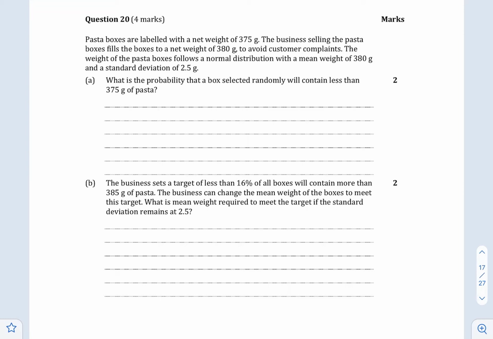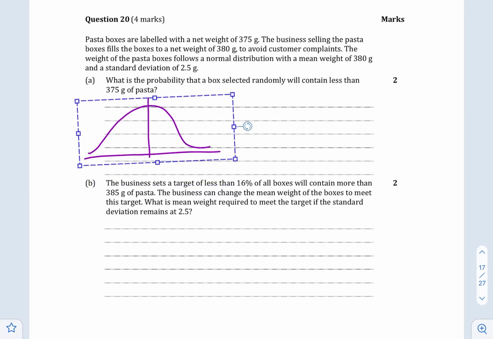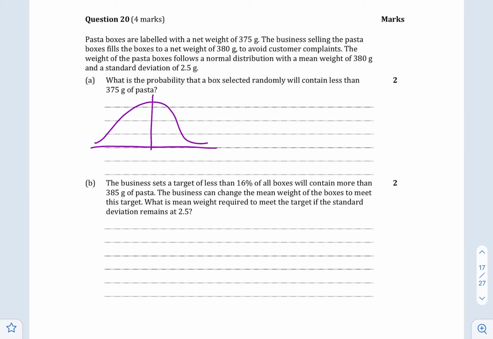So, first of all, I'm going to draw up a pretty bad drawing of the normal distribution. In fact, I need a little bit of space, so I'm going to make it just a bit smaller. It says the business selling the pasta boxes fills them to a net weight of 380 grams. So the mean weight is 380. I'm going to put that there, 380, with a standard deviation of 2.5.